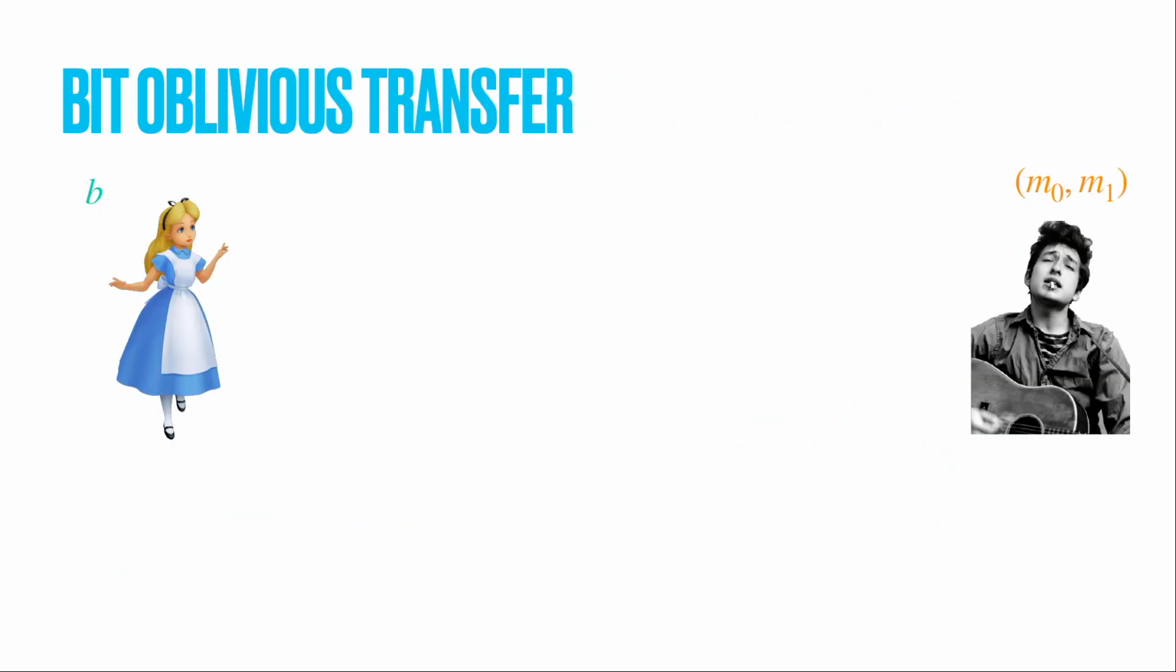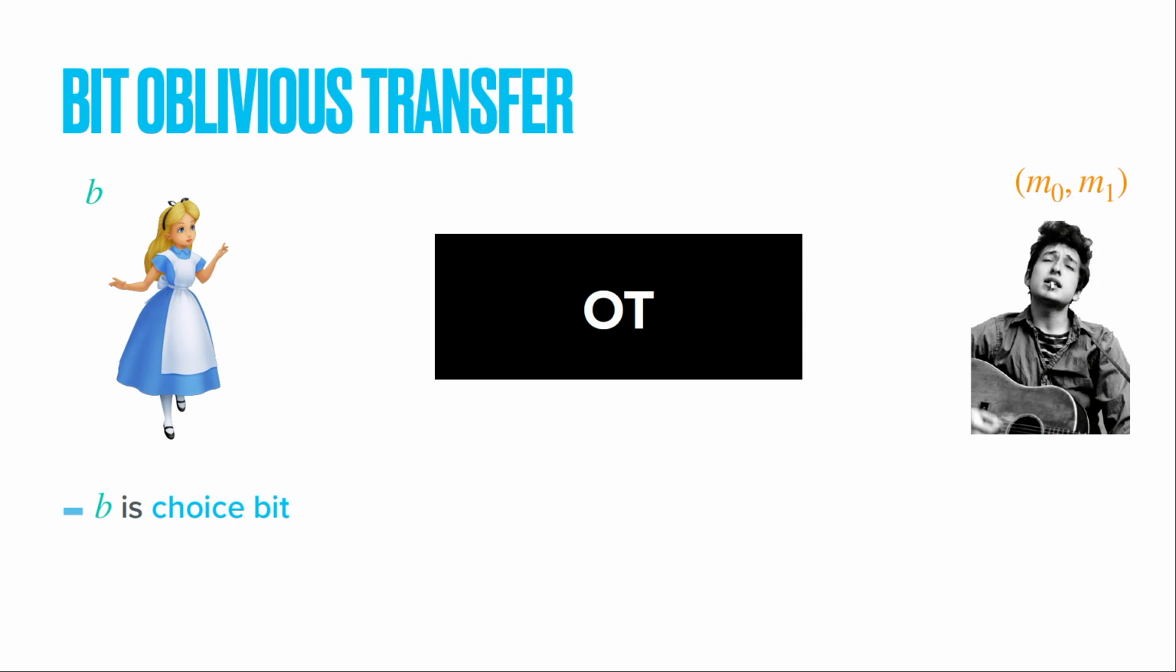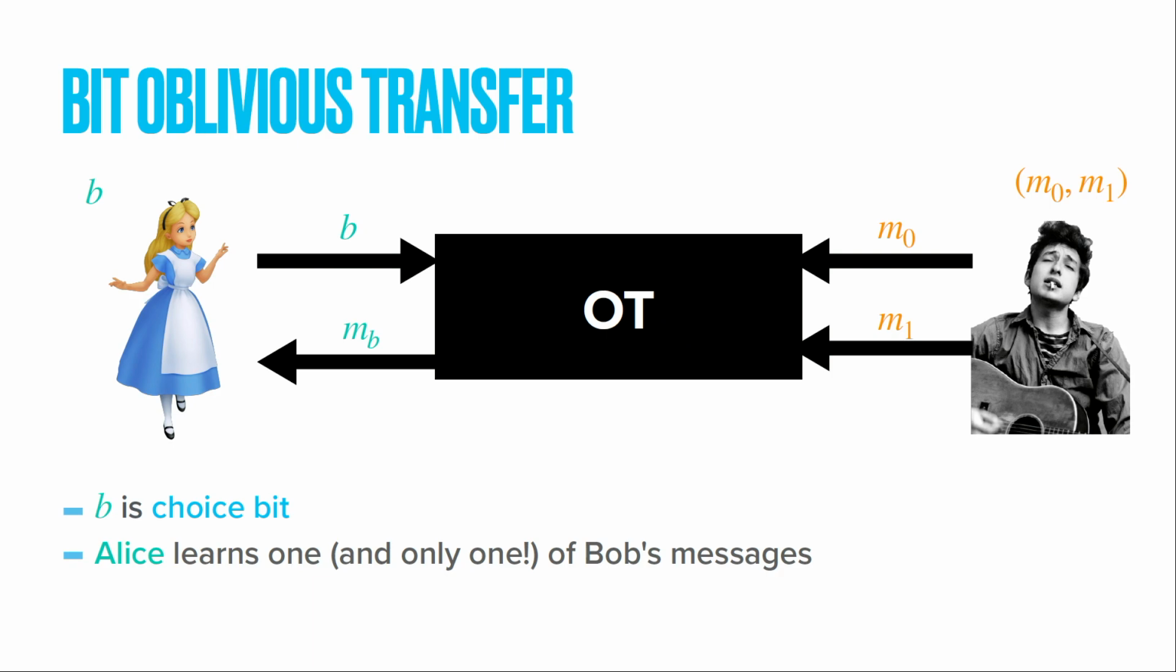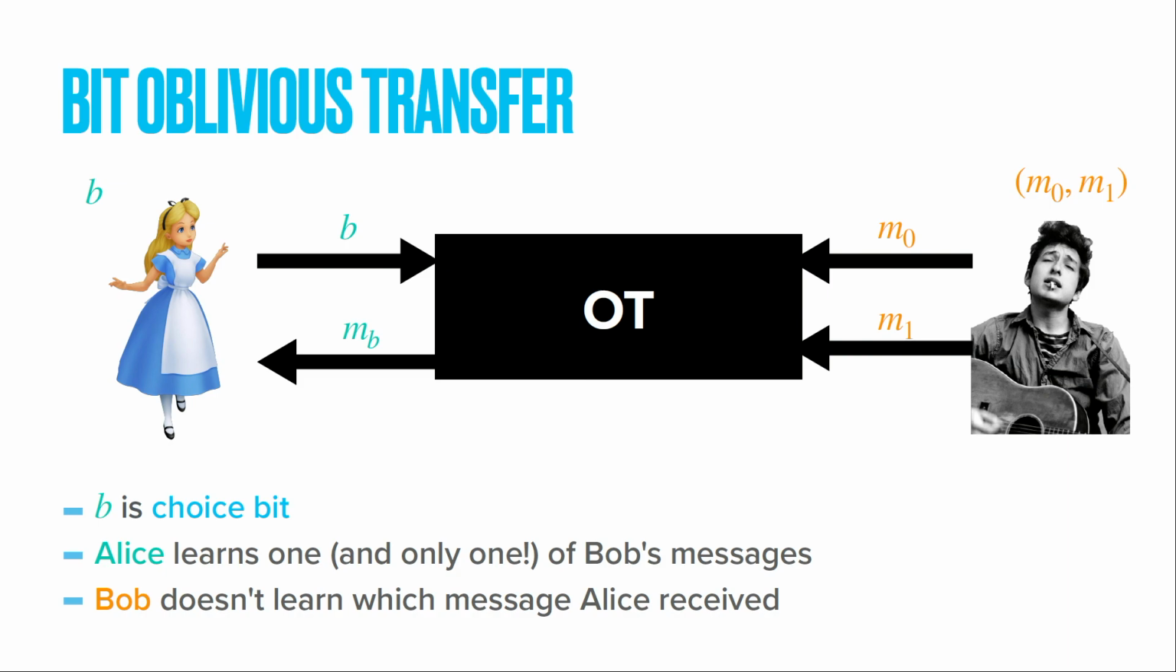All right, so allow me to quickly introduce the bit OT functionality. Hopefully it's familiar to many in the audience, especially if you were just in the previous talk. So Alice has some choice bit B, which she can enter into this magic OT box. Bob can then input 2 messages, M0 and M1, and at the end, Alice will learn some message MB that she selected, but not the other message. And also, Bob doesn't learn which message Alice received.